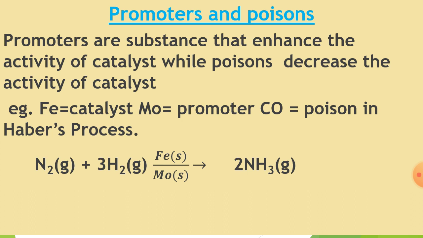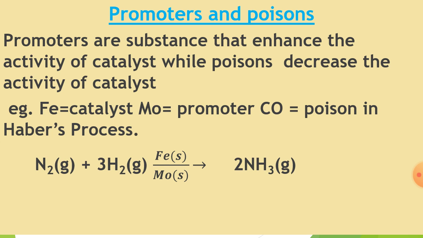Now, some basic points related to catalysts we have to know. Here two points are given: promoters and poisons. As the names indicate, a promoter promotes the catalyst and a poison inhibits the activity of the catalyst. Promoters are substances that enhance the activity of a catalyst, while poisons decrease it. That is how you can define promoters and poisons.